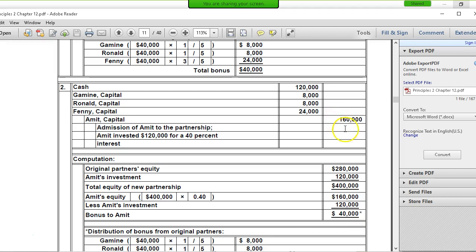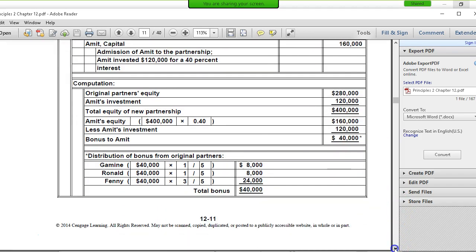Now, we need to allocate that 40,000 among the other partners. So 20% of that 40,000, or Gaiman reduces his capital account by 8,000, Ronald reduces his capital account by 8,000, and Fenny reduces his capital account by 24,000. So in order to give Amit 40% of the business, they each have to give up a piece of their capital in order for him to have a capital balance of 160,000.